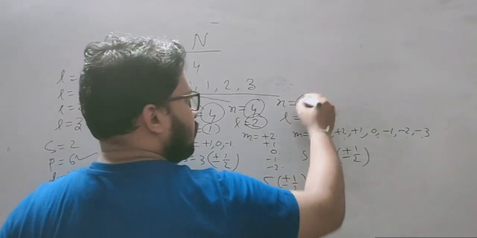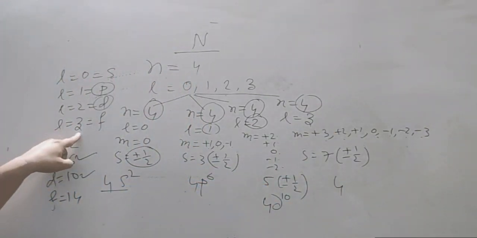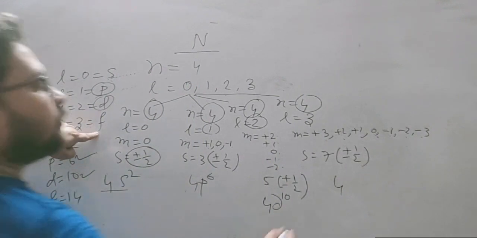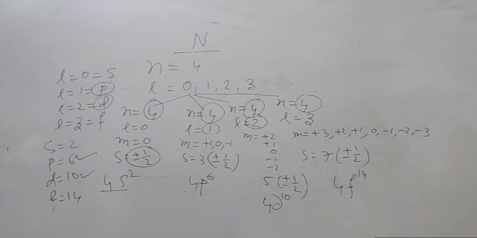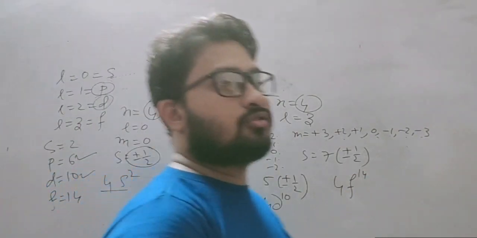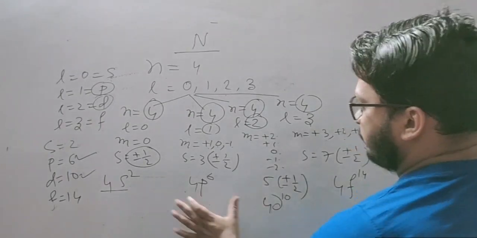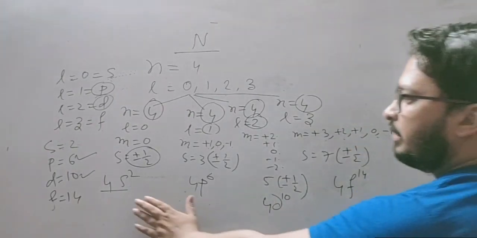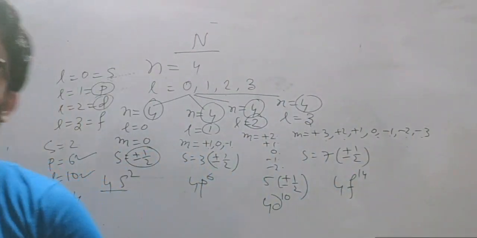Lastly, this is 4f. For l equal to 3, the value 3 means f, so 4f holds 14 electrons. So you can write the electronic configuration with the help of these subshells. Okay, let's see how.